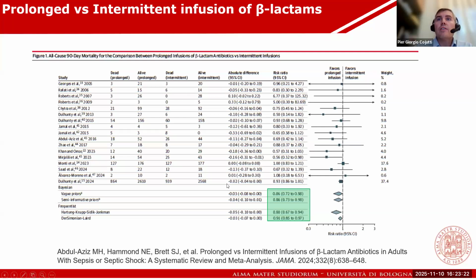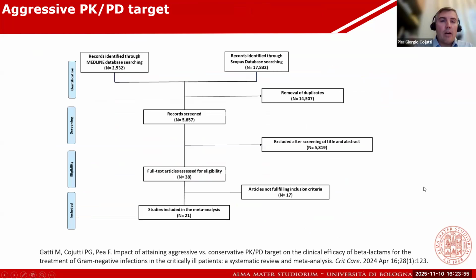This is a recent meta-analysis including 17 clinical trials of more than 9,000 patients, and they found a significant association in terms of clinical cure favoring prolonged infusion over intermittent infusion. Prolonged infusion is associated with an odds ratio, as you can see here, of 0.86, favoring prolonged infusion in terms of clinical outcome.